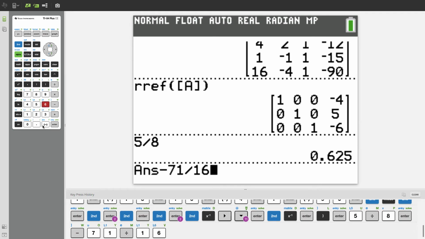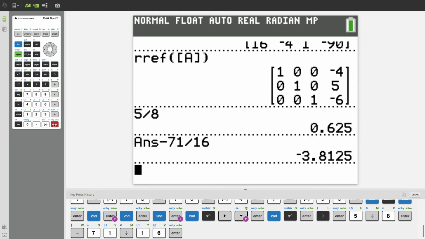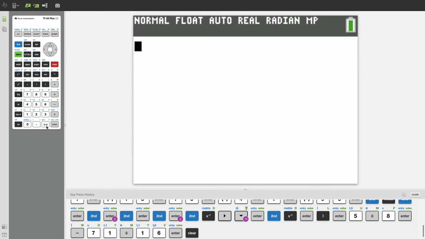If you want to learn how to use a calculator, you need to be using your calculator. Brock, do this with me, please. No. Not a chance.